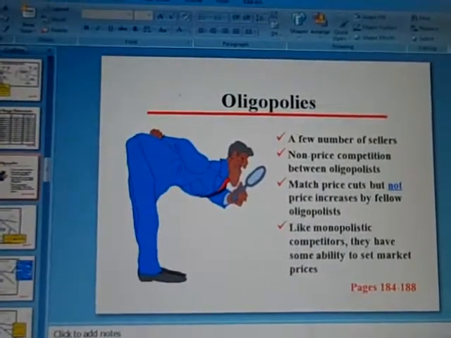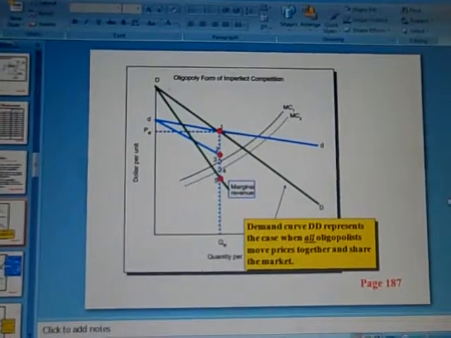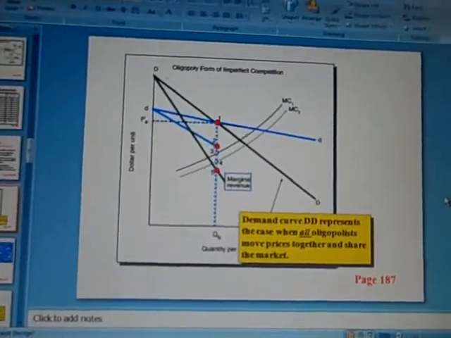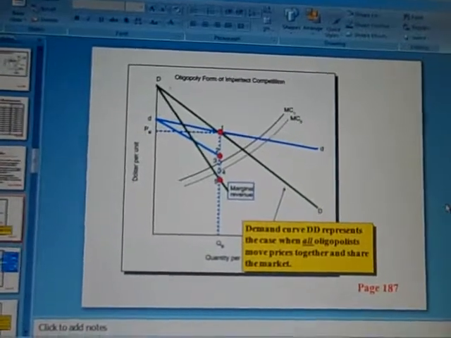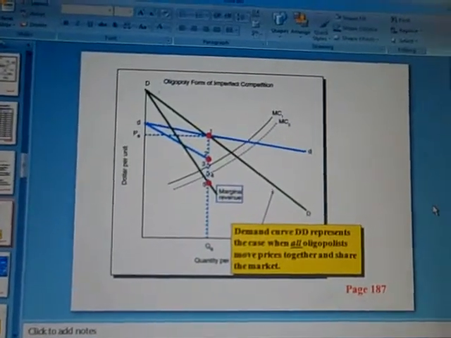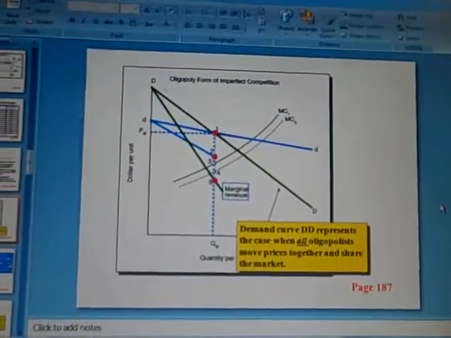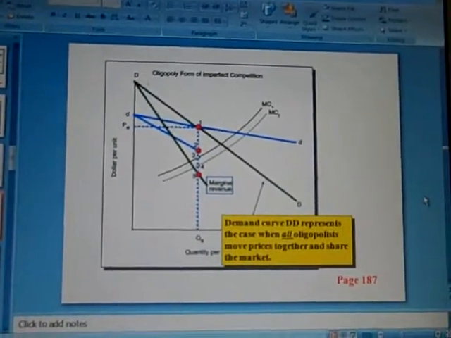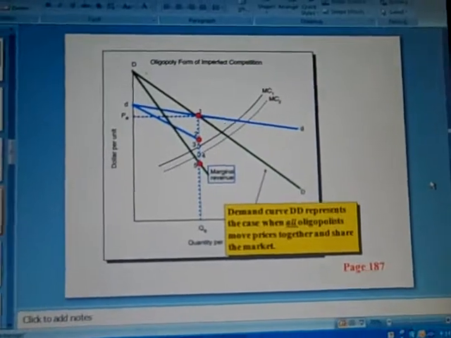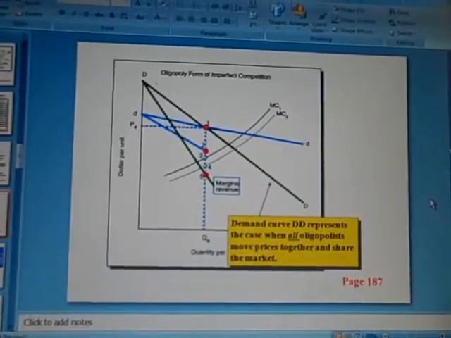I'm going to preface this graph with: it looks a heck of a lot scary, and I will not ask you to draw it, so do not panic on that. I just want those that are going on to some upper level ag econ or ag business courses to have seen the oligopoly graph before you leave this course. So don't panic, you do not have to draw it.